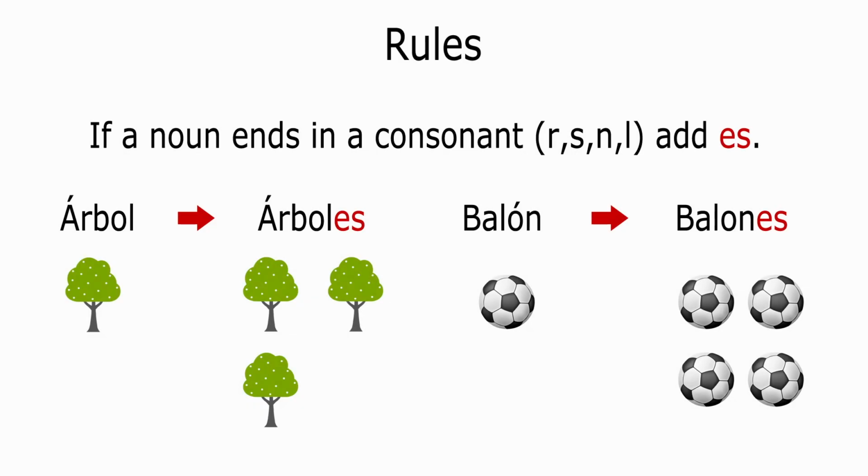If a noun ends in a consonant, we simply add ES at the end of the word. For example, árbol, árboles, balón, balones.